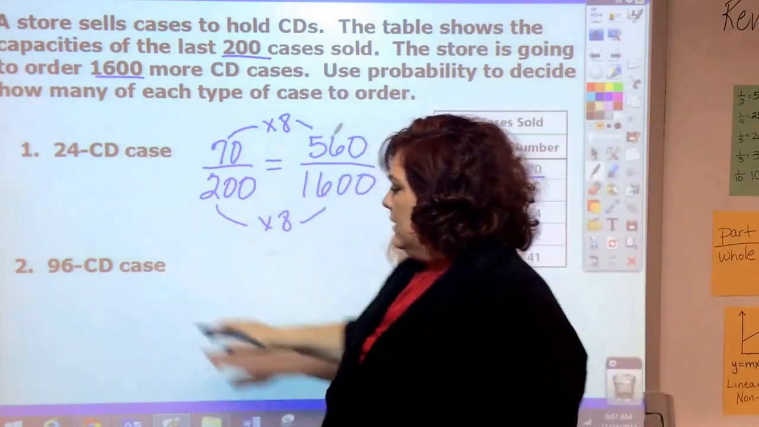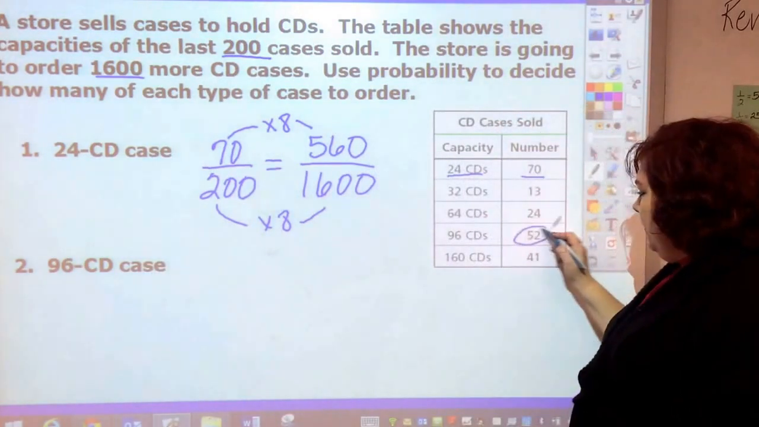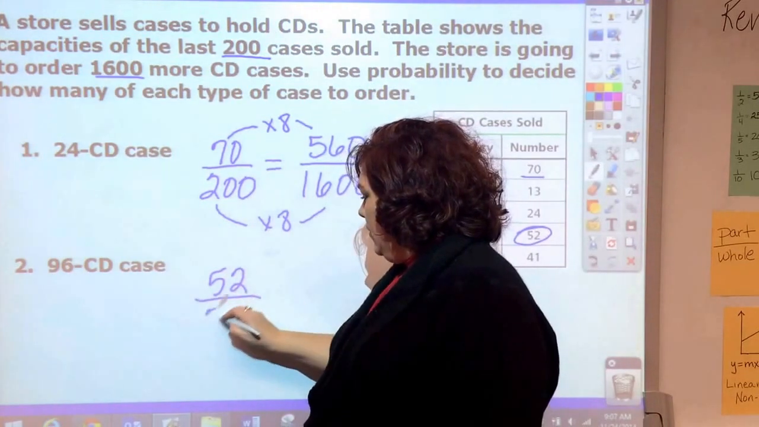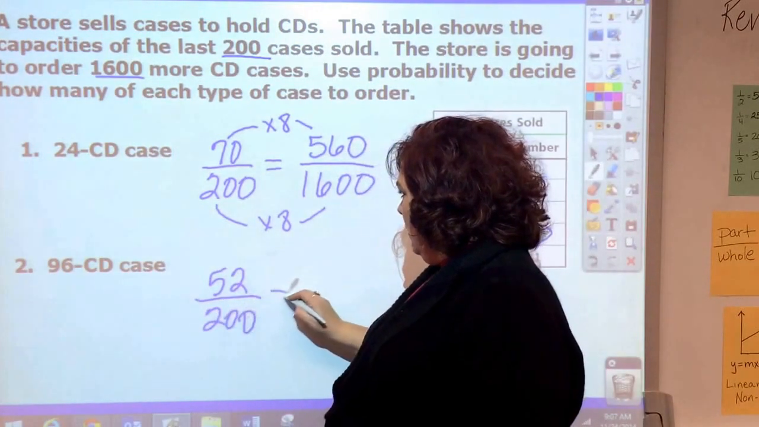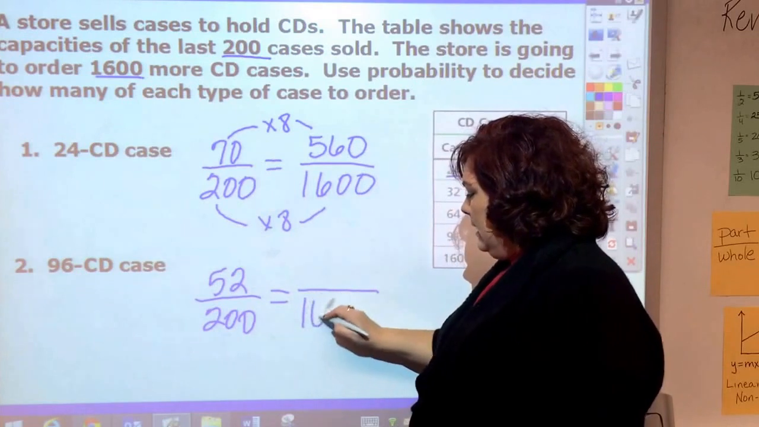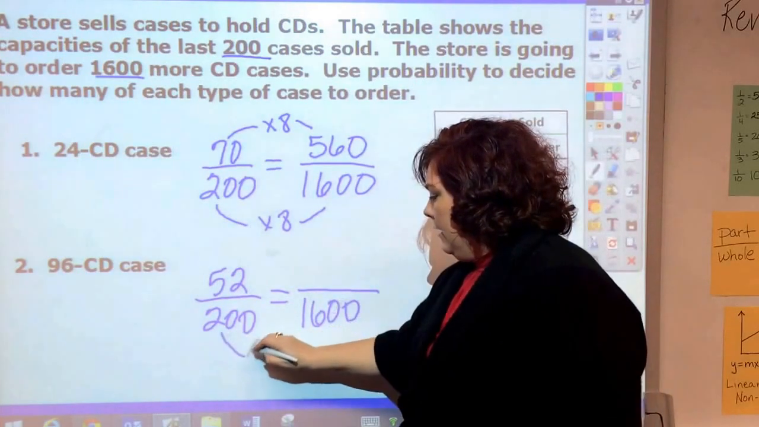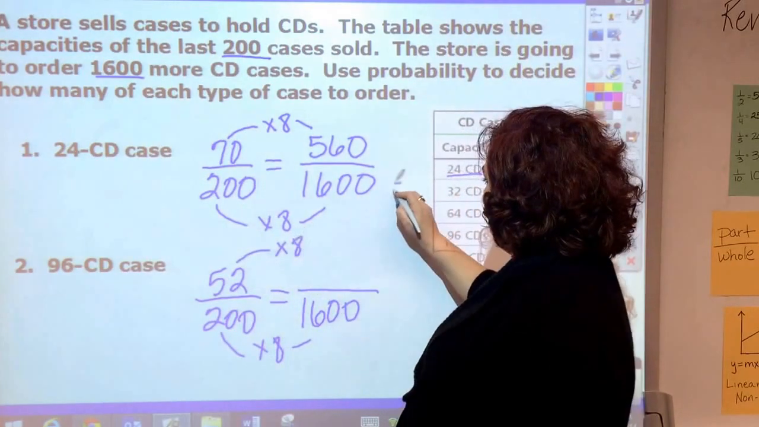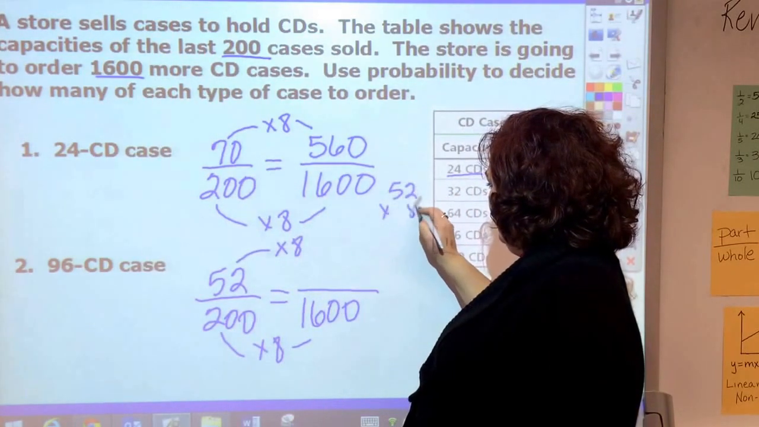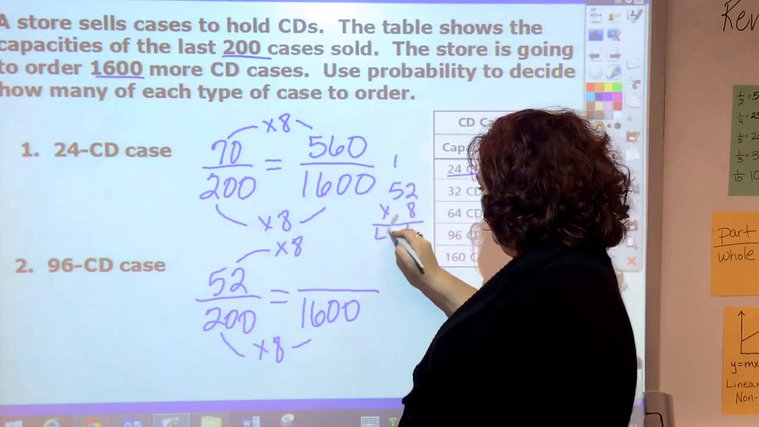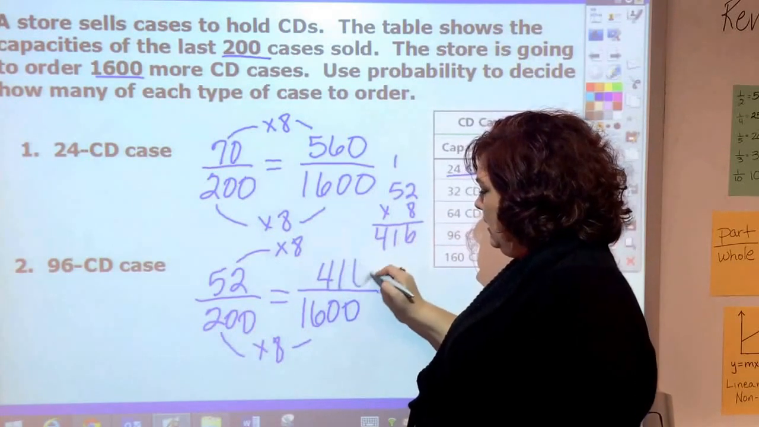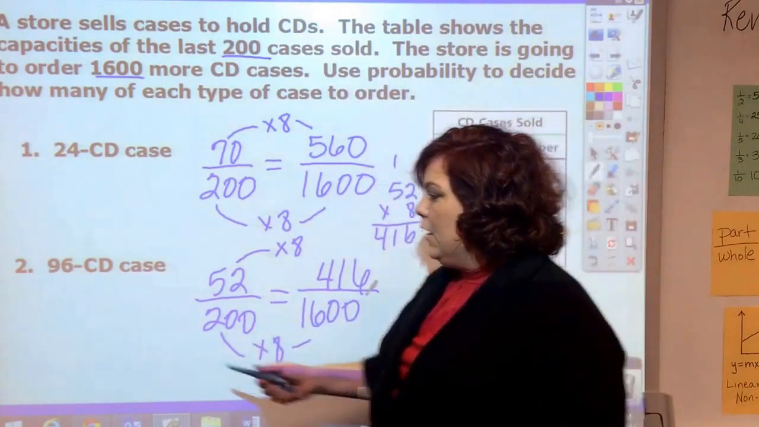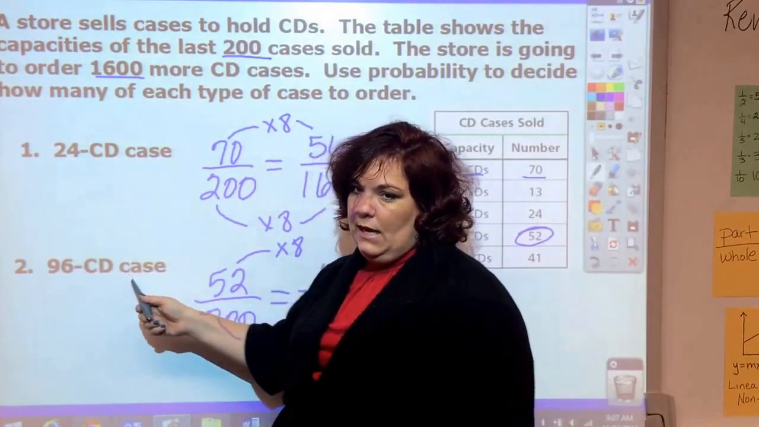And then the 96 CD case is 52. So 52 out of 200, and that's going to 1,600 again. That's times 8. And 52 times 8, I've got to do the math on that. 416. So what does that say? I need 416 out of 1,600 to be the 96 CD case.